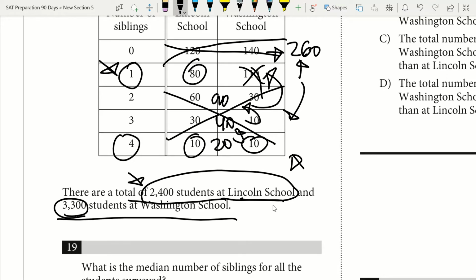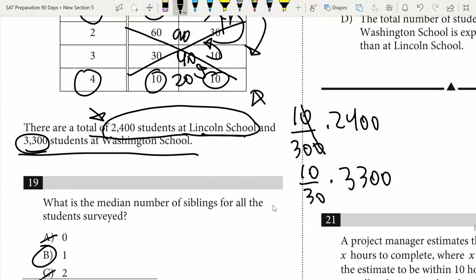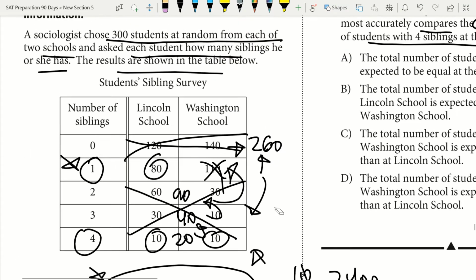If we're trying to solve for how many total people are going to have 4 siblings at each school, we take that 10 over 300, which we can simplify by taking away these zeros to get 1 over 30, multiplying that by 2,400 to get the number of kids at Lincoln School, and then multiplying 1 over 30 by 3,300 to get the number at Washington School. Another thing we can do is take the difference, because we want to compare them. The difference would be 1 over 30 times 900. But let's take a look at what our answers say.